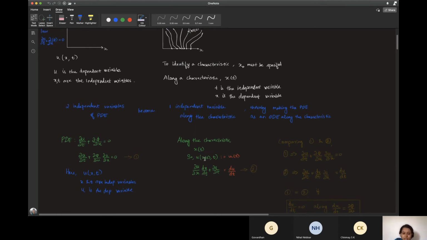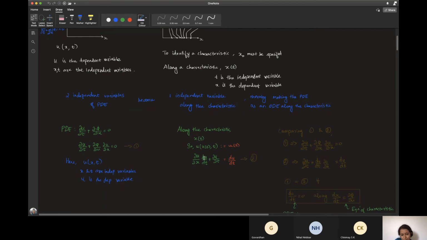Now what happens when you just look at a single characteristic? So along the characteristic, you know that x is a function of time. So your u of x comma t here becomes u of x of t comma t. Okay, so since x is also a function of t, you can write u as just a function of t alone. So that's what I've written green and red separately.